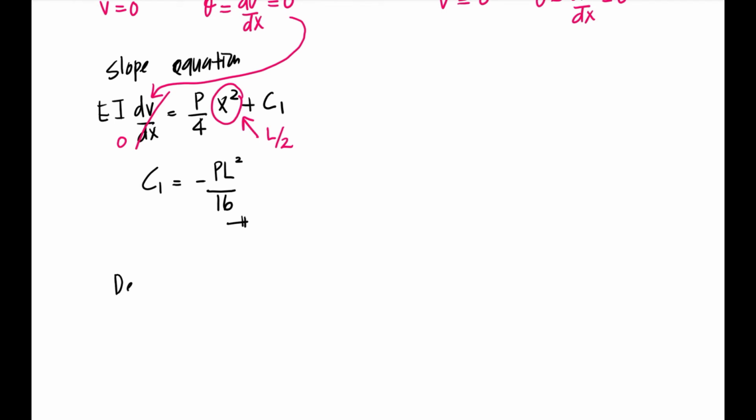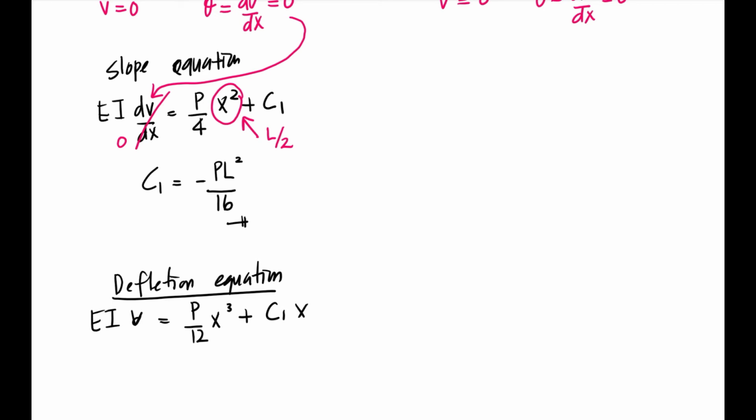Next is to define the deflection equation for moment 1. EI v equal to P over 12 x to the power of 3 plus C1x plus C2. So here you already have the C1, so you can substitute the C1 there.